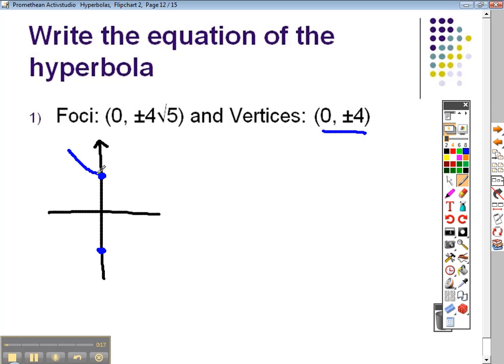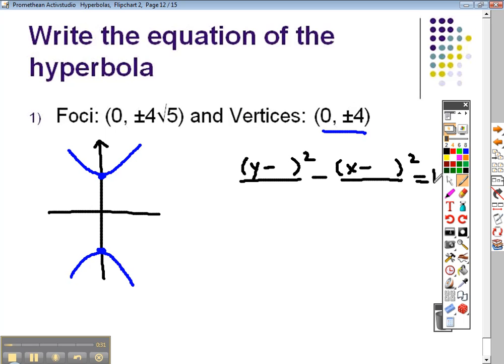The reason this is important is it tells me that the hyperbola goes in this direction. So when we go to write our equation, that tells me that y is first. Remember, it's going to go (y minus something) squared minus (x minus something) squared equals 1. Two things we need to find are the center and then the numbers underneath. The center, looking at it, is obviously at (0, 0), so that's going to go here and here.